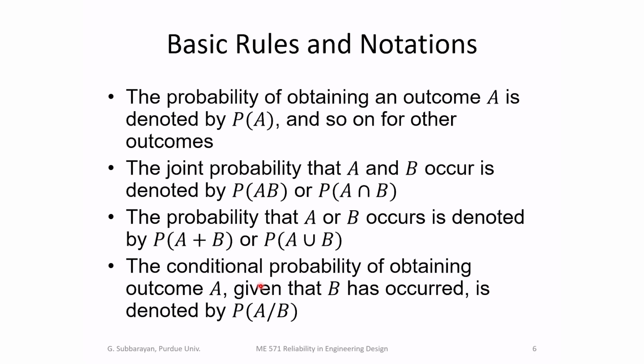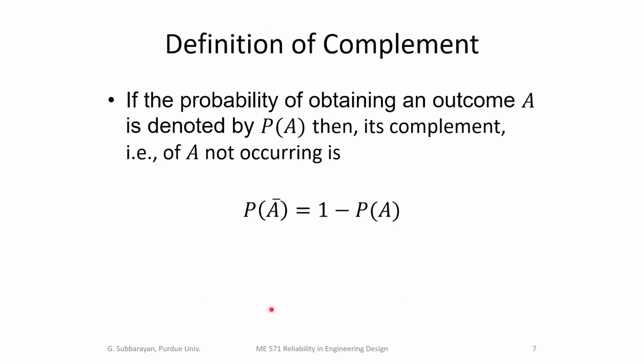The conditional probability of obtaining outcome A given that B has occurred is denoted as probability of A given B. It's to be read as probability of A given B. So that's called conditional probability. We know some information ahead of time, that B has occurred. Then we ask the question, what's the probability that A will occur given that B has occurred? So that probability is to be read as probability of A given B. We're defining some notations here. We haven't quite gone into detail.